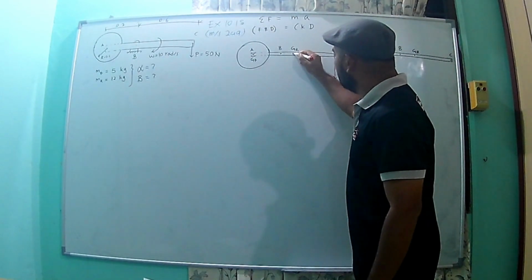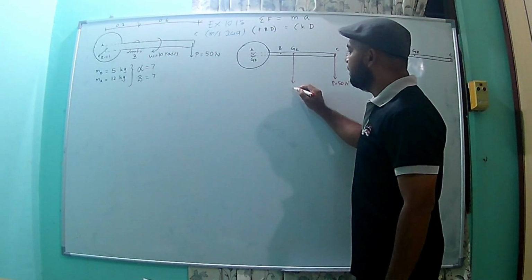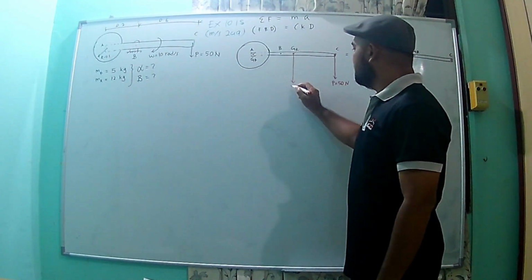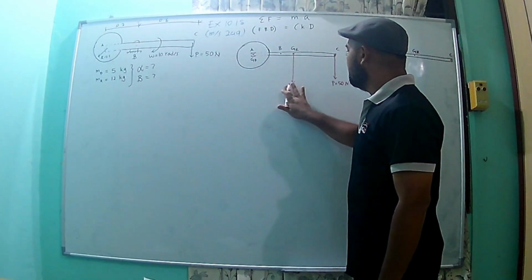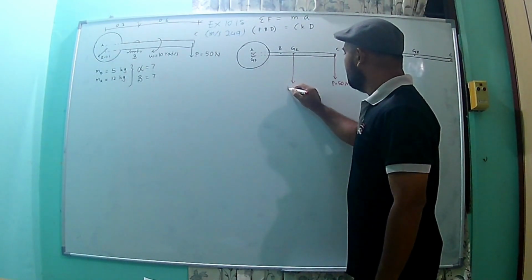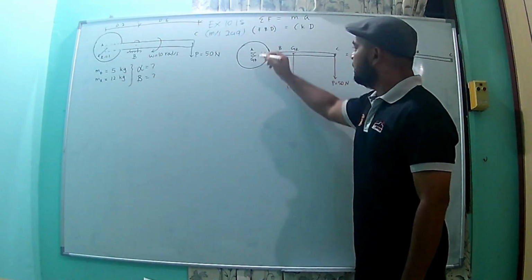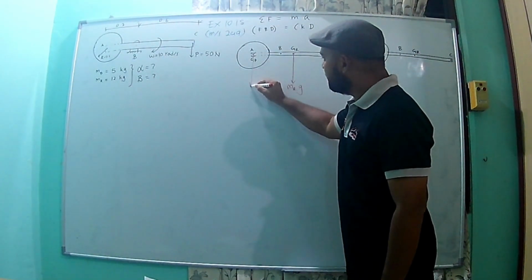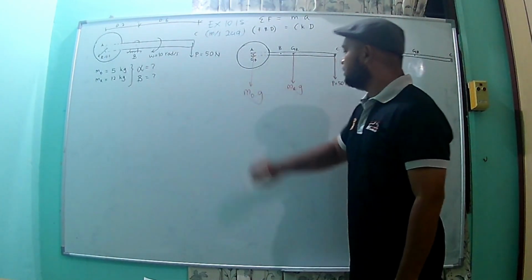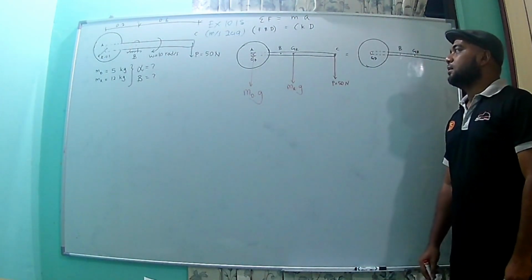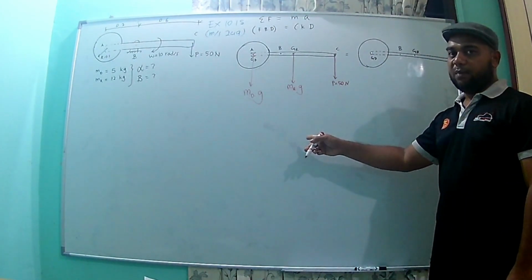So we have two mg acting downward on the centers of gravity. The first one we will have downward here, m of rod times g, and the other will be downward also, m of the disc times g. So we have the external forces and mg.